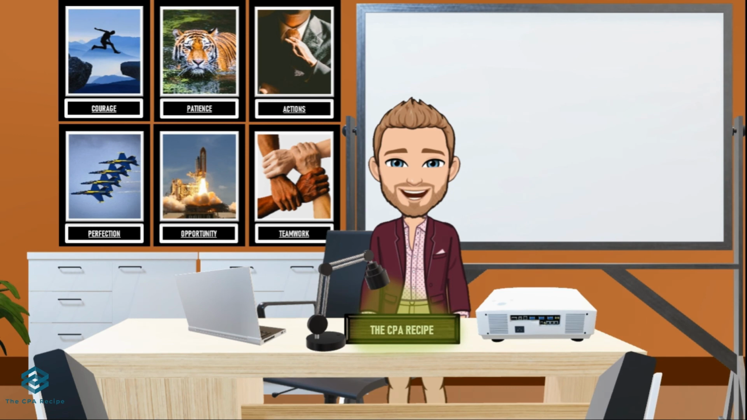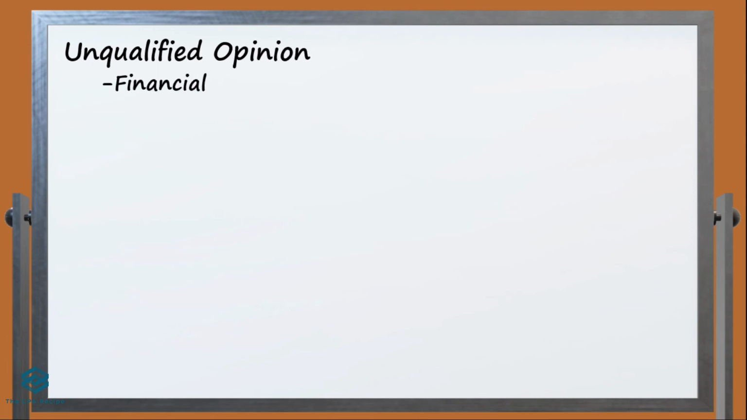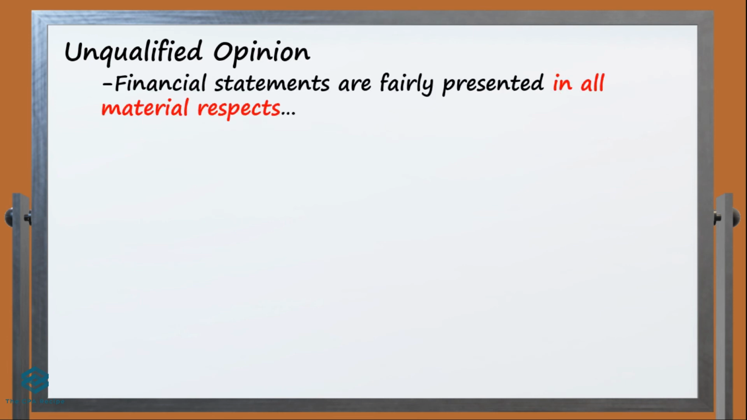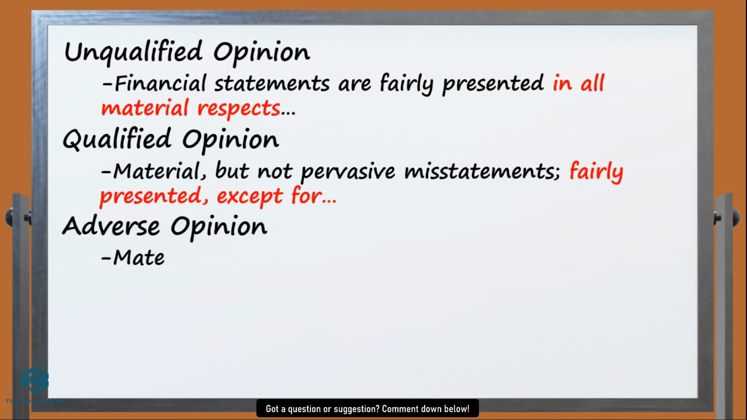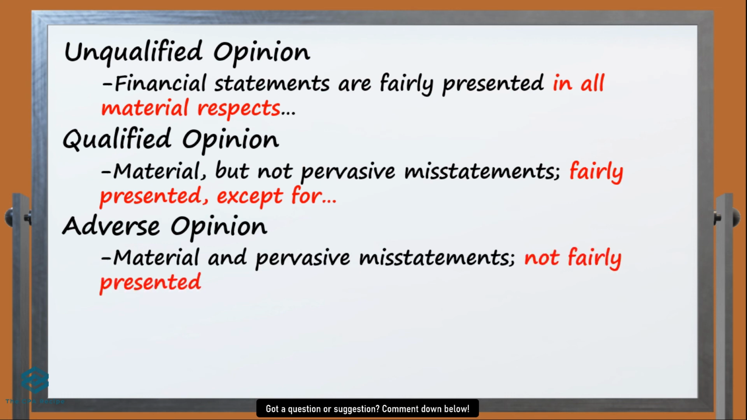Okay bro, so before we end, let's just recap the 4 types of audit opinion. First is the unqualified opinion, which is the clean report, meaning the financial statements are considered as fairly presented in all material respects. Second, the qualified opinion, which means that the financial statements are considered as fairly presented except for the potential effects of material but not pervasive misstatements as stated in the basis for qualified opinion section of the audit report. Third is the adverse opinion, which means that the financial statements are not considered as fairly presented for reasons stated in the basis for adverse opinion section of the audit report.